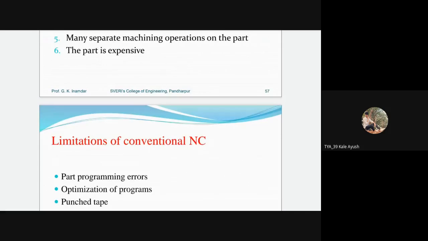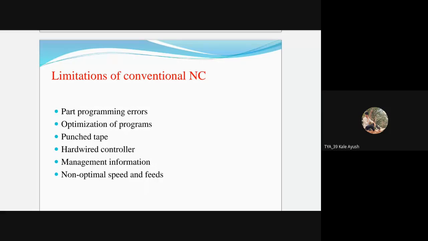Some conventional NC machines have some limitations. Part programming errors are definitely there. Optimization programs also have errors. Punch defects are also some limitations. Punch tape मध्ये NC system मध्ये ज्यावेळेस पंच वापरतो, what is the limitation? म्हणजे एकदा जर तो रोल कॅमेरामध्ये वापरला तर तो पुन्हा वापरू शकतो का आपण? नाही. This is nothing but some punch error or limitation.